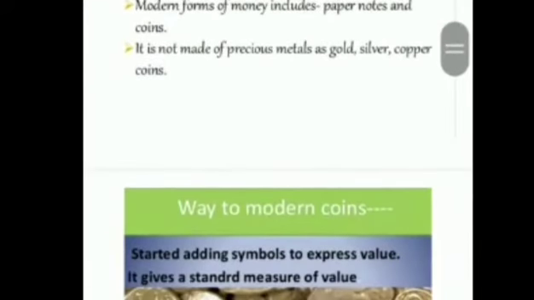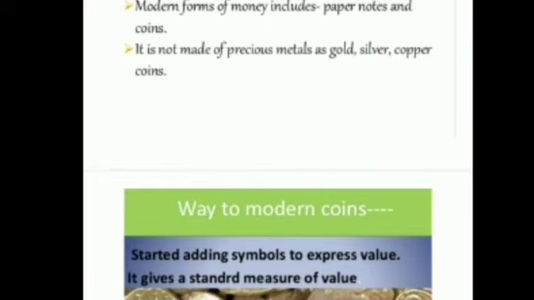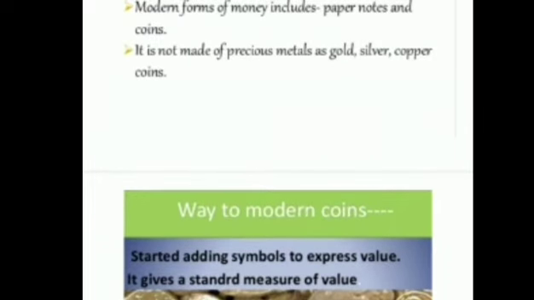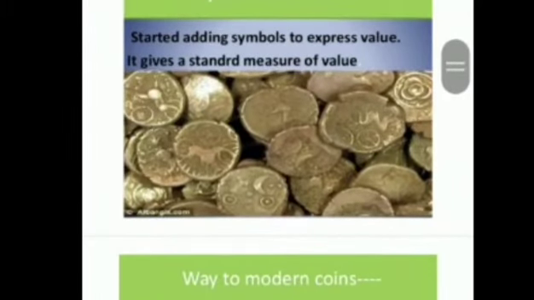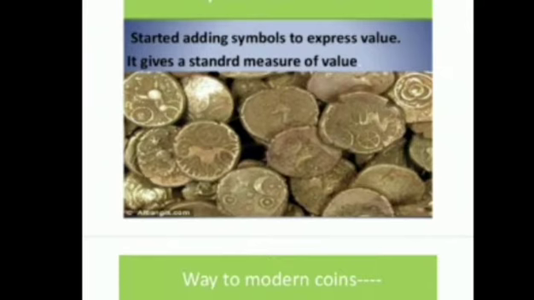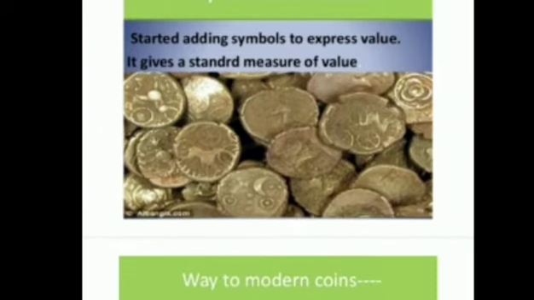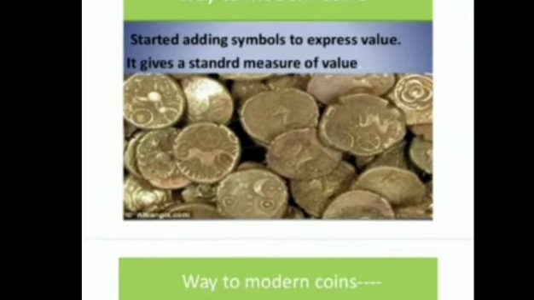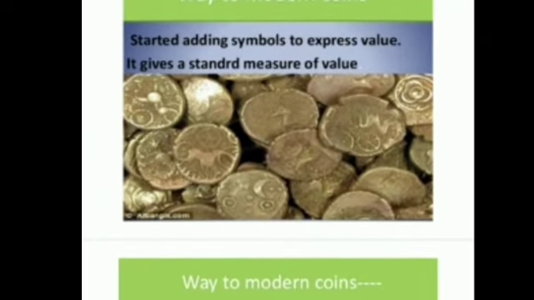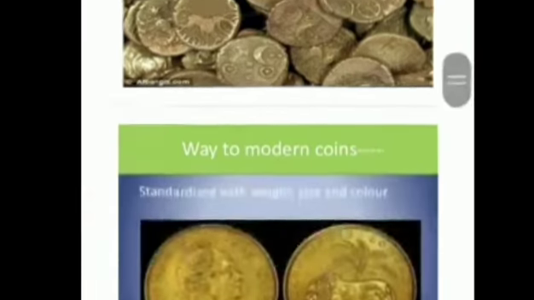Currency is the modern form of money, and includes paper notes and coins. It is not made of precious metals such as gold, silver, or copper coins. Modern forms of money are not made up of gold, silver or copper. Unlike grain and cattle, they are not of everyday use. The modern currency is without any use of its own.